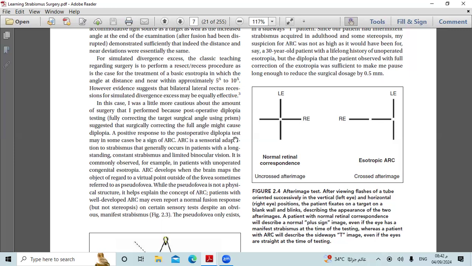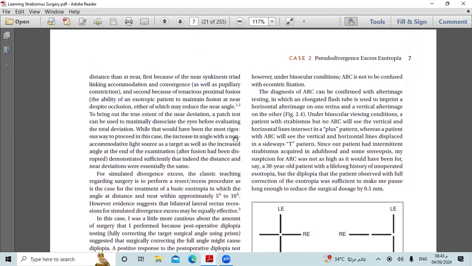Patients with well-developed ARC may even report a normal fusion response, but not stereopsis, on certain sensory tests despite an obvious manifest strabismus. The pseudofovea only exists, however, under binocular conditions. ARC is not to be confused with eccentric fixation. The diagnosis of ARC can be confirmed with after-image testing, in which an elongated flash tube is used to imprint a horizontal after-image on one retina and a vertical after-image on the other.